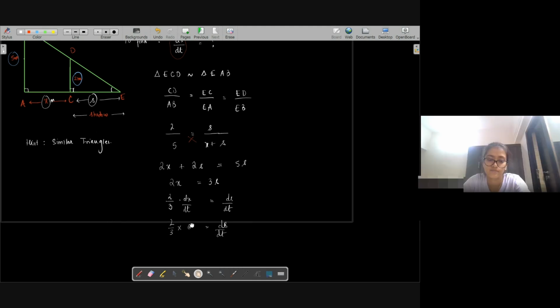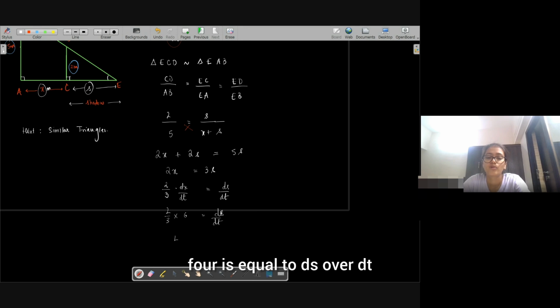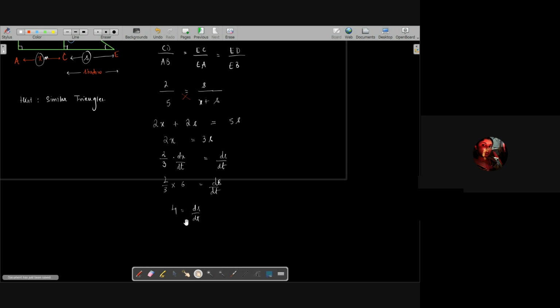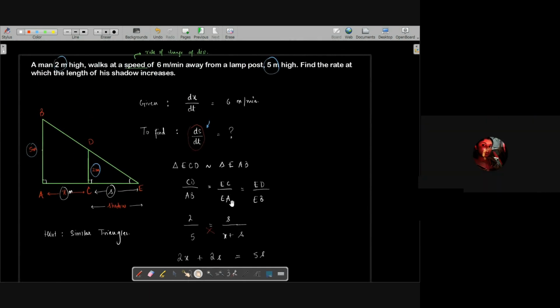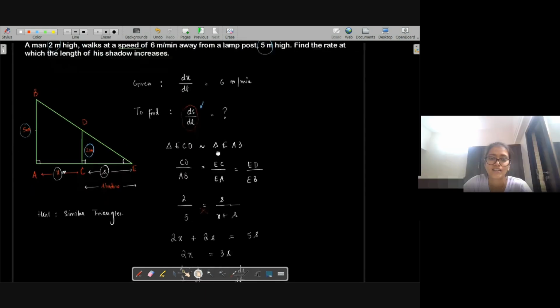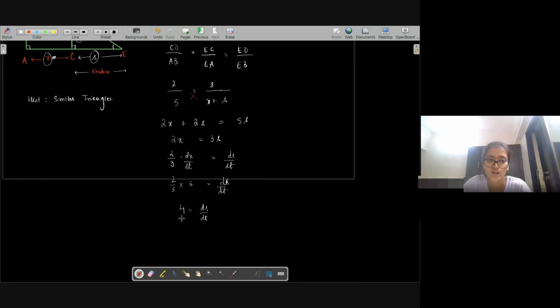Yes, 4 is equal to ds over dt. And the units will be, let me scroll back up, I forgot. Meters per, wait, no. Meters per minute? Yes, meters per minute. Rate of change of shadow. Shadow is in meters. So 4 meters per minute.